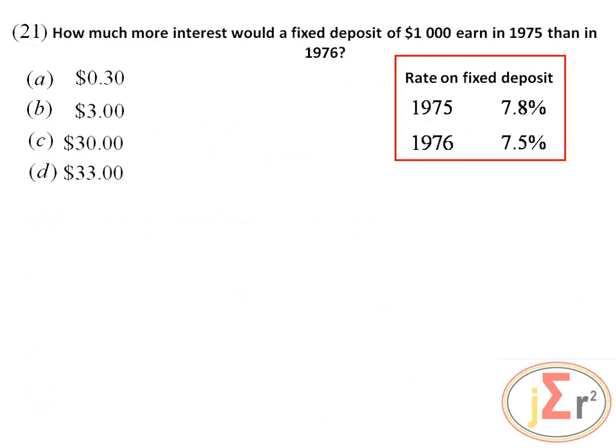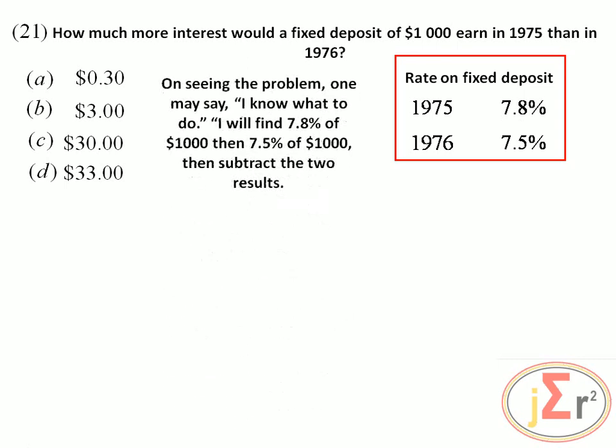How much more interest would a fixed deposit of $1,000 earn in 1975 than in 1976? And we have our rate of fixed deposit right here. So how much more will one earn than the other? On seeing this problem, one may say, I know what to do. I will find 7.8% of $1,000, then find 7.5% of $1,000, and finally subtract the two results.